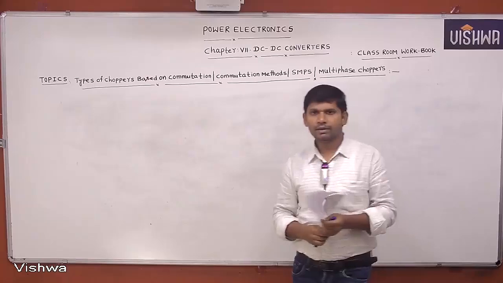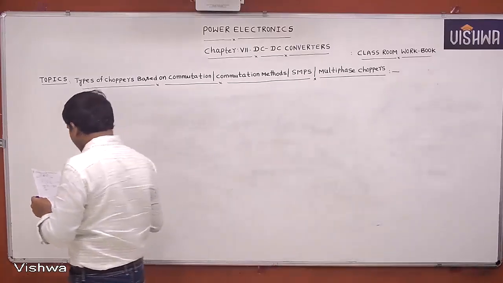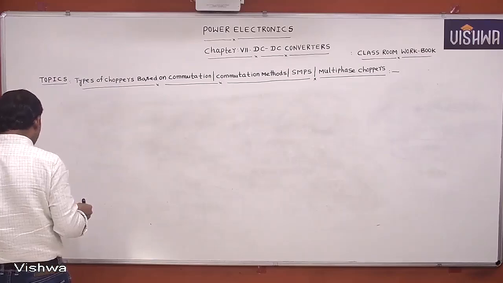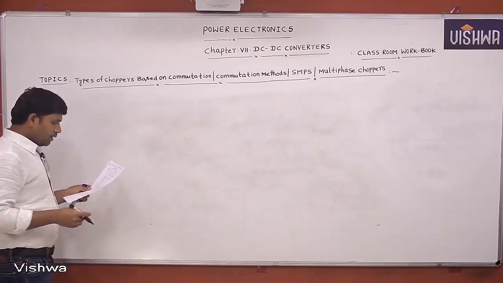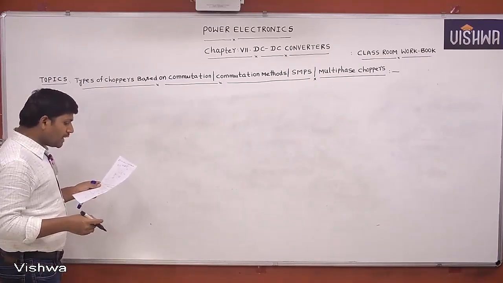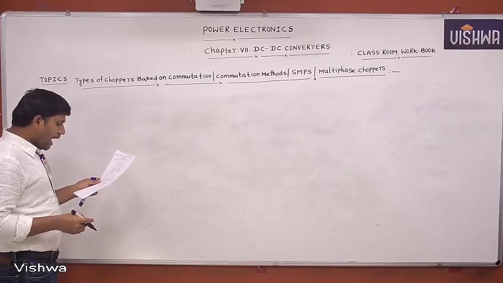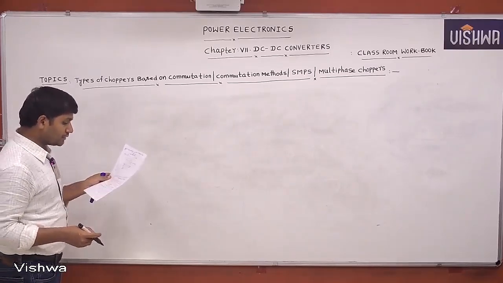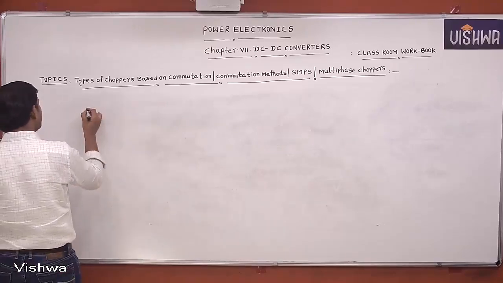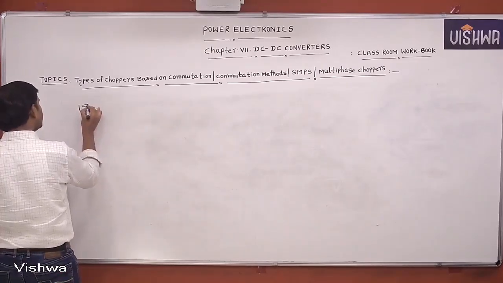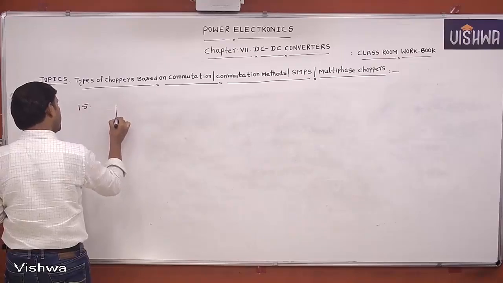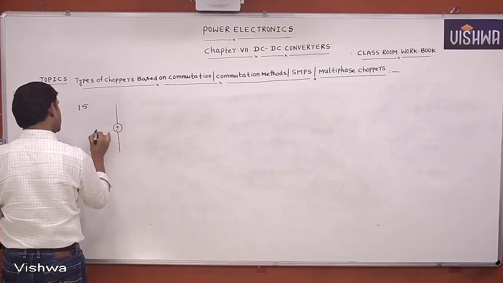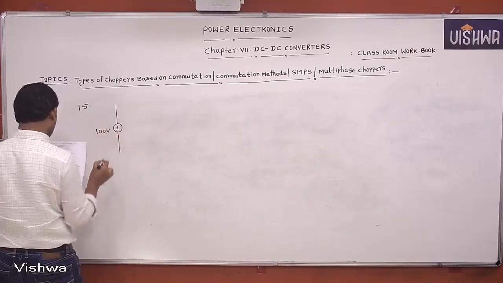Read the question. For the circuit shown in figure, the switching frequency is 1 kHz. Assuming both the switches have equal current sharing, then the average value of switch S1 is dash. Okay, this is the given circuit. This is question number 15. This is the given circuit. This is 100 volts.